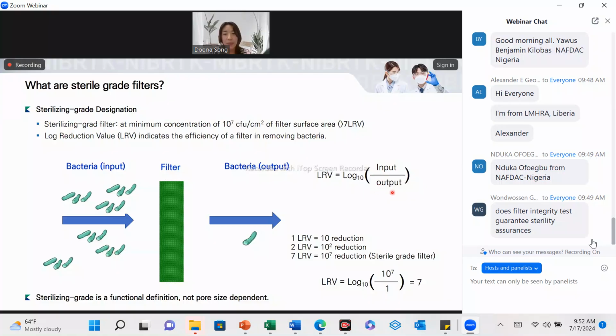For example, if 10 bacteria go into the filter and 1 comes out, LRV is 1. If 100 bacteria go in and 1 comes out, the LRV is 2. If 10 million bacteria go in and 1 comes out, the LRV is 7. This is what makes it a sterilizing grade filter. Sterilizing grade is based on how well the filter works, not just the size of the pore.